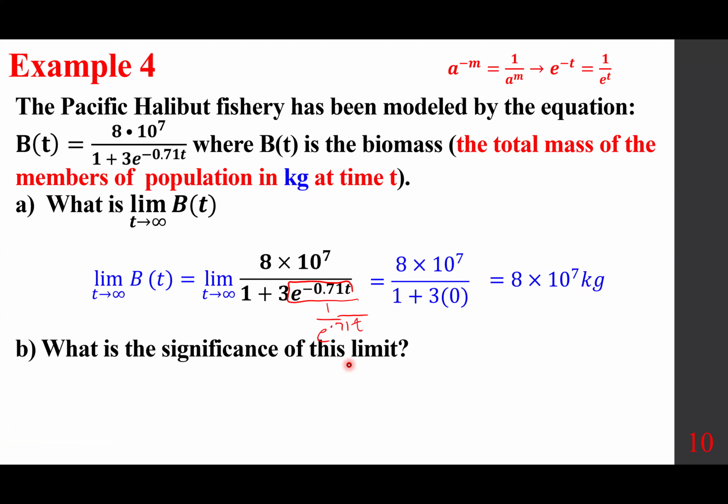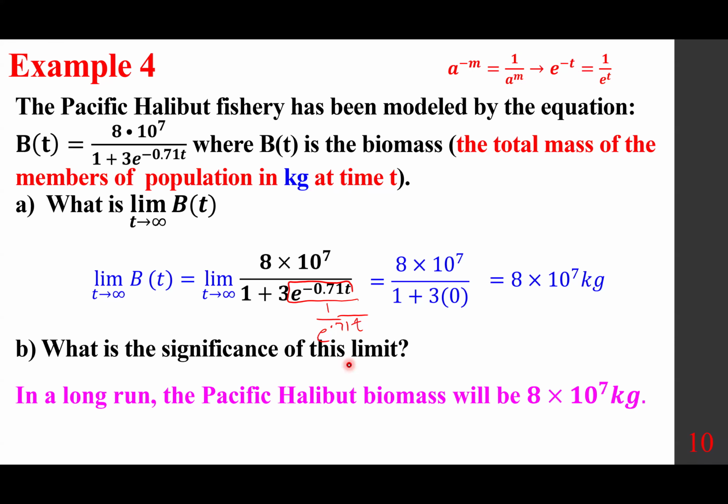What is the significance of this limit? What does it mean? In the long run, the Pacific halibut biomass will be this much: 8 times 10 to the power of 7 kilograms, which means 8 with 7 zeros, which means 80 million kilograms. That's the meaning of it.